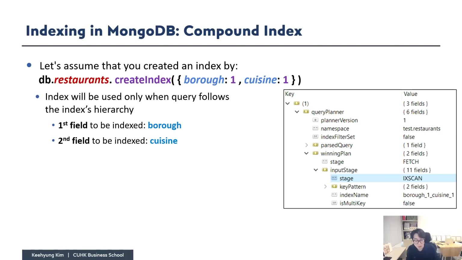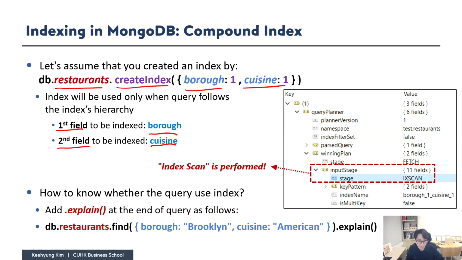So let's assume that we created an index by this example. On the restaurant collection, we use the createIndex function, and we made a compound index based on borough and cuisine as the first and second hierarchy. In this case, the index will only be used when the query follows the same indexed hierarchy. Here, the first field is borough and the second field is cuisine. If you want to utilize this index, your query should follow the same hierarchy.